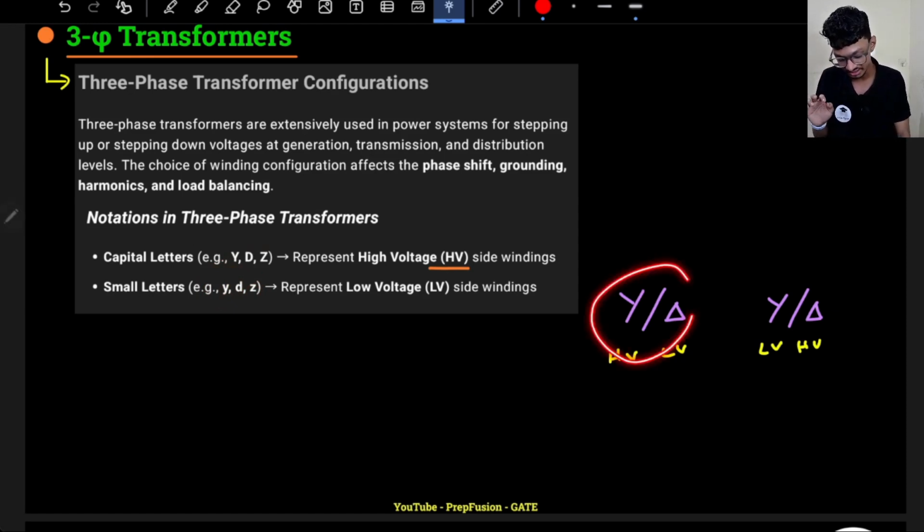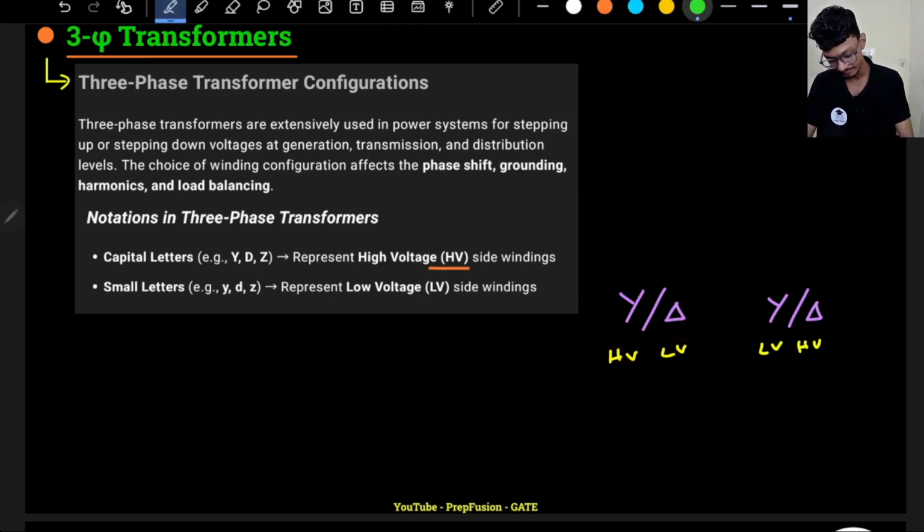So how can I define a star delta transformer? If the high voltage winding is star and the low voltage winding is delta, I will write this as Y and this as D. That's how I define a star delta transformer with its high voltage winding as star and low voltage winding as delta.